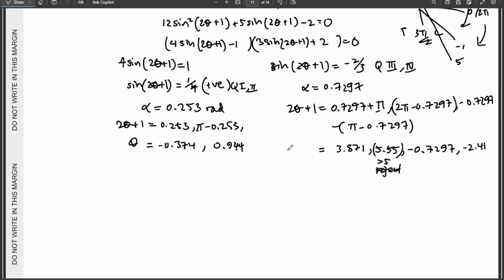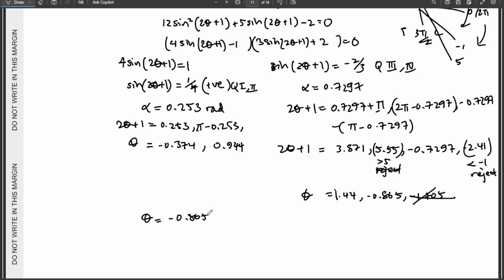So we end up here with only three answers, right? Sorry, here also this one is less than -1 already. So we also reject this. So this one doesn't count. So altogether for theta we only have 4 answers, which is -0.865, -0.374, positive 0.944, and 1.44. So 4 answers.